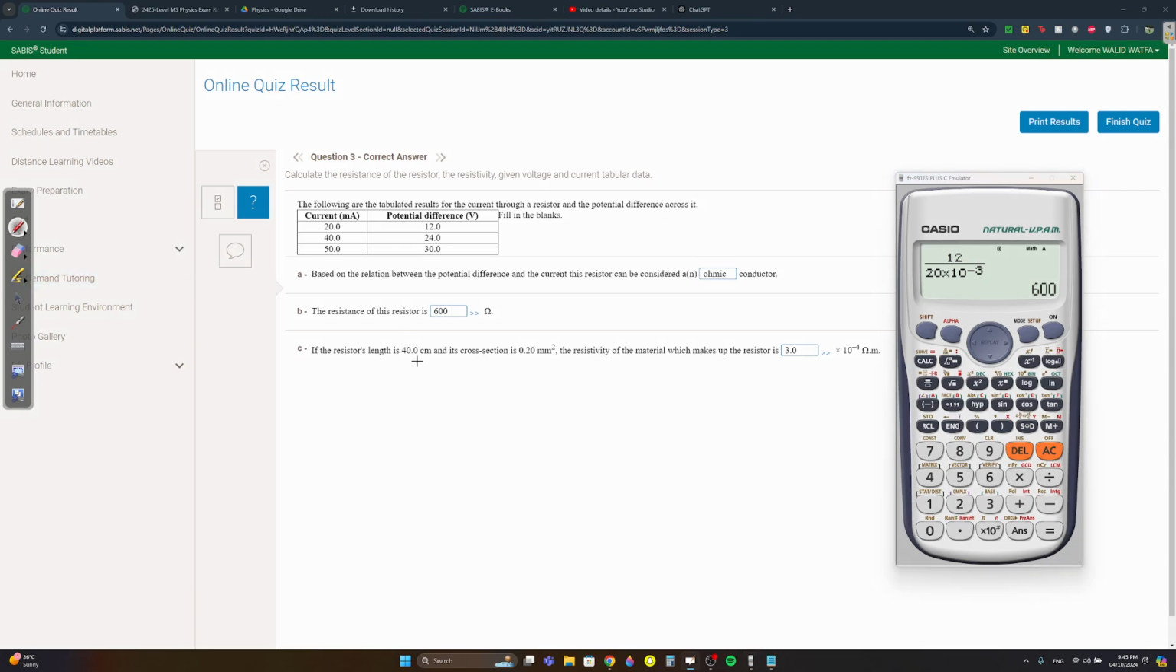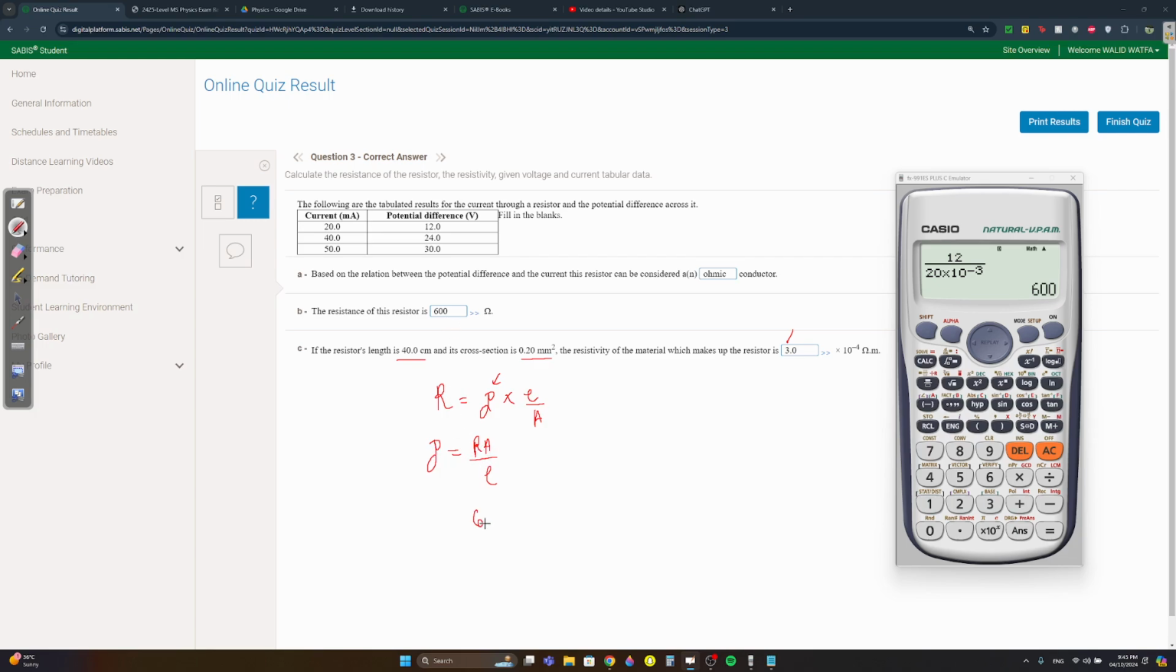Here they told me the length of the wire is 40 centimeter. Its cross sectional area is 0.2. They want you to find the resistivity. What formula do we use here? We use R is equal to the resistivity rho times L over A. Now we have everything we need to find the resistivity. If you rearrange the equation, multiply A to the other side, you get RA, and then divide by L. You're going to get rho, the resistivity, is equal to RA over L.